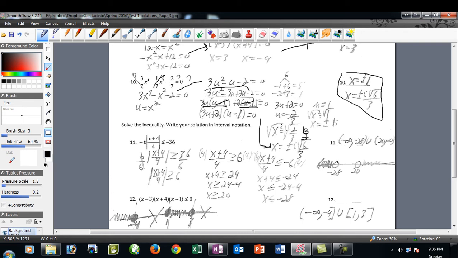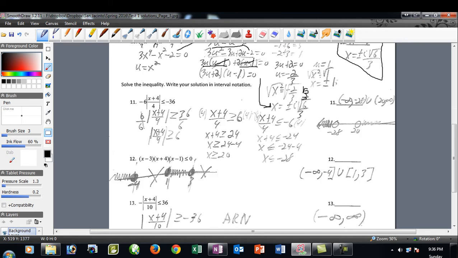Next problem is inequalities. Anytime you see an inequality, you want to check your regions. I changed the sign first, so the inequality sign has to change. Divide by 6. Isolate the absolute value by itself. First time you copy it just like it is. Second time you copy it and switch the outside signs. My zeros are minus 28 and 20.